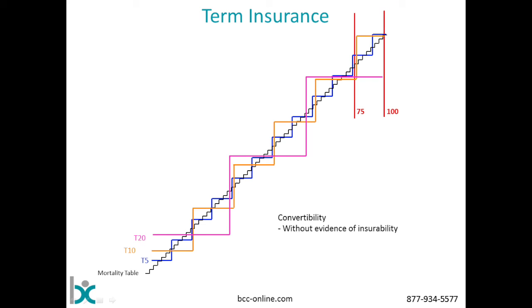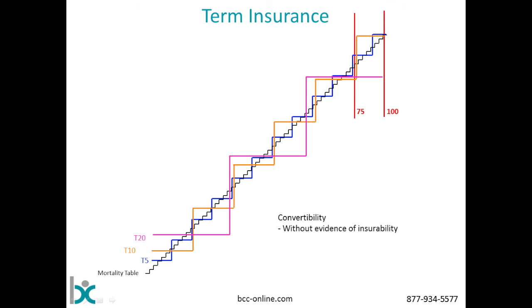A decreasing term product is actually very common. It's not sold very much on an individual basis, but lots of people will buy a decreasing term product when they acquire their mortgage. So you buy a mortgage, you know that you're going to have a decreasing need for insurance over time. At the same time, you buy a death benefit that's going to decrease at the same pace as your mortgage. Bank-sponsored mortgage insurance, which is not individual insurance but rather a group creditor product, is a decreasing term policy.